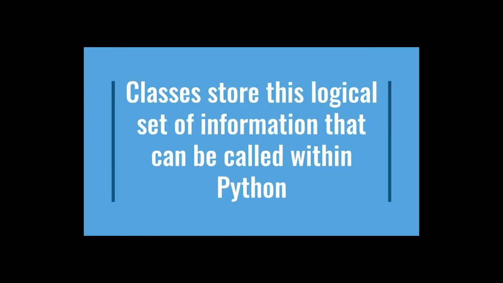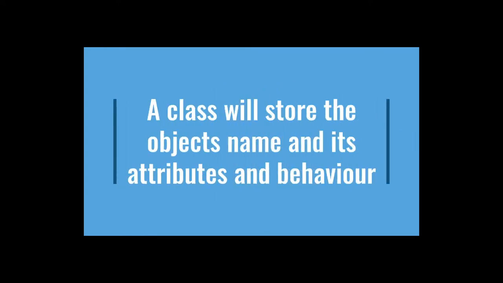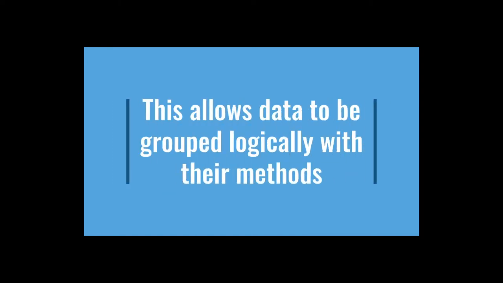So instead of having your object information stored in a number of different places in your program, classes allow it to be stored in one place where it can be called from at any point in the program. It is useful that a class stores an object's names, attributes, and behavior, as these can be called from a program and added to at a later point if need be. This allows a logical grouping of the data for the object and also with its methods, which are also their functions.